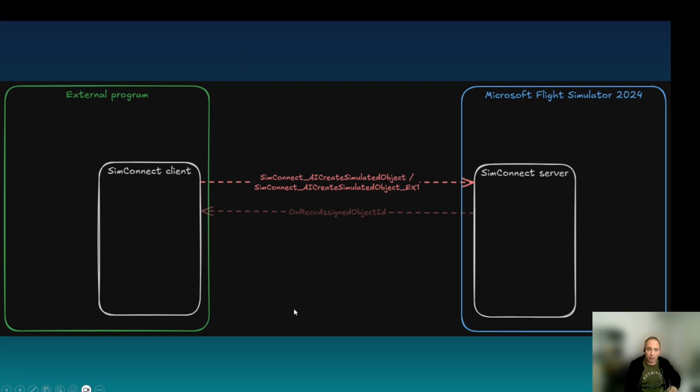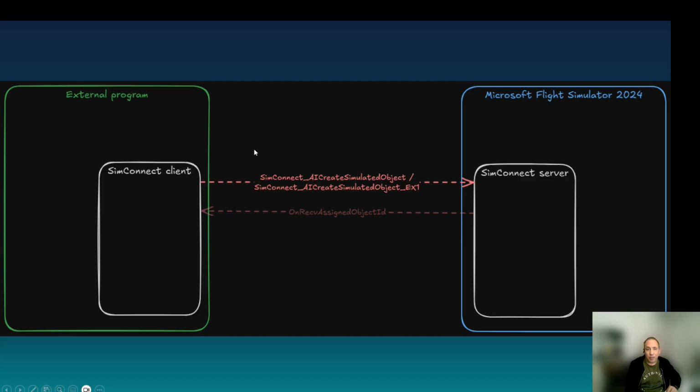We've seen diagrams like this before in the series. We have the external program right here, we have Flight Simulator right there, and the SimConnect client and the server. If you're not familiar with how this works, please look at the Getting Started with SimConnect video because that will explain in more detail. I'll leave a link somewhere on the screen, and you can also find it in the playlist, so that's probably quite easy.